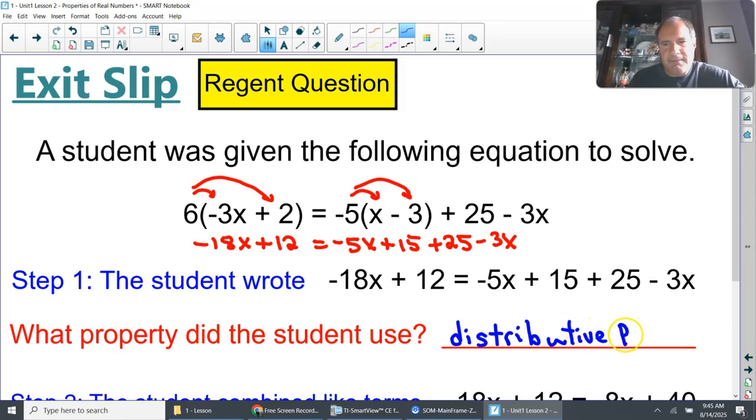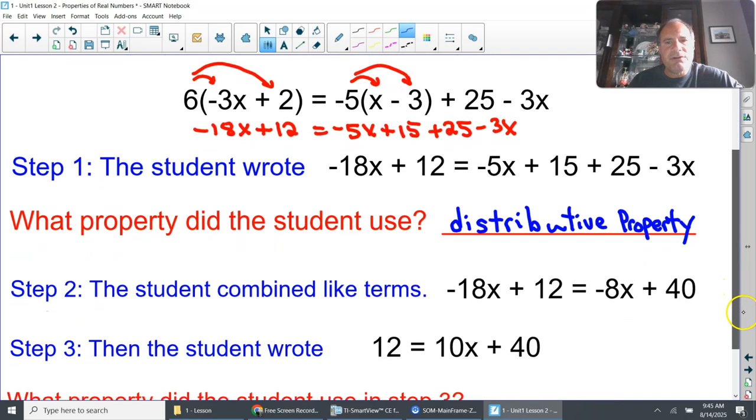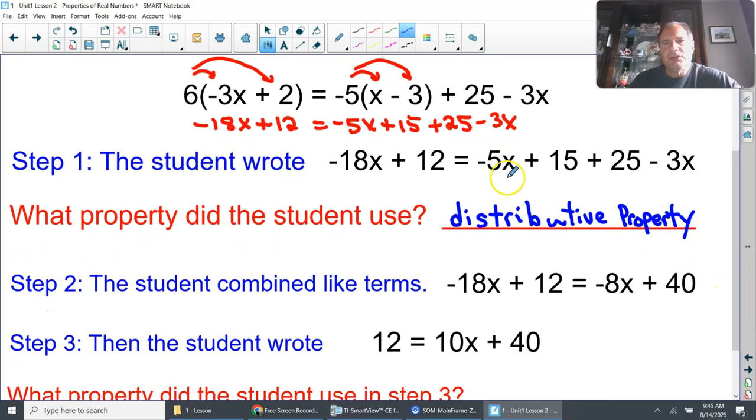You could just say distributive property. Now going down, the student combined like terms. So we're talking about negative 5x minus 3x, that's negative 8x. And then 15 plus 25 is 40. So that's what happened here.